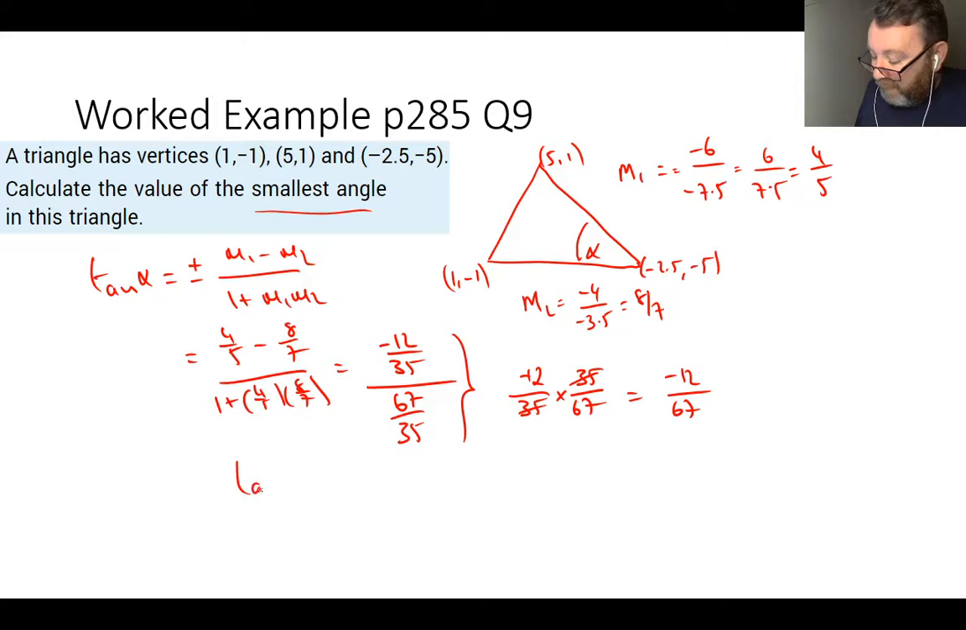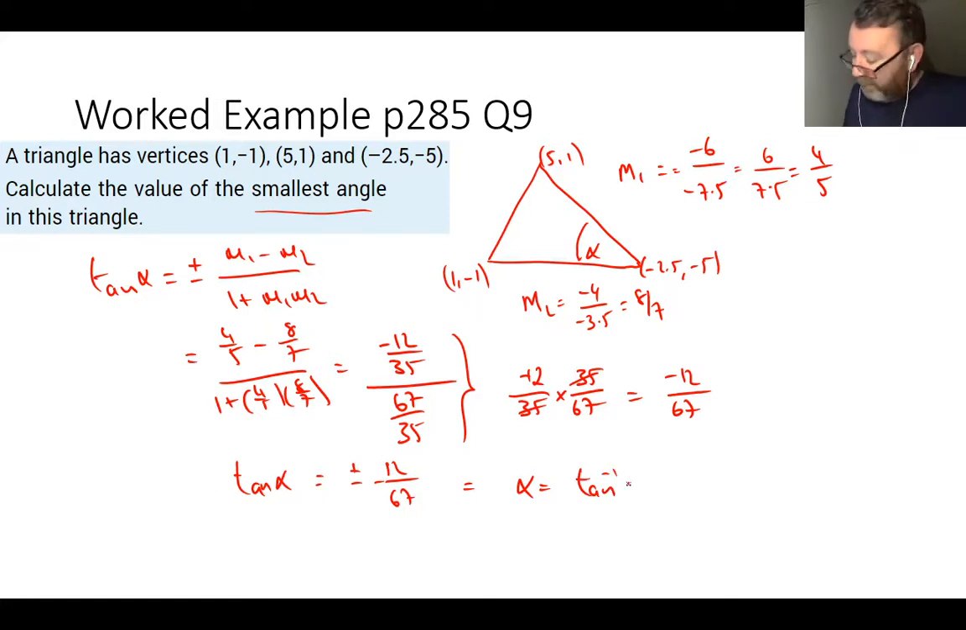So now, the tan of alpha is equal to plus or minus 12 over 67. So let's just try that and see what happens. Let's get alpha is equal to the inverse tan, because we want to get rid of tan, so shift tan on your calculator, the inverse tan of 12 over 67. And let's see what that tells us. So shift tan 12 over 67 becomes 10.15. 10.15 degrees, and that's the smallest angle in that triangle.